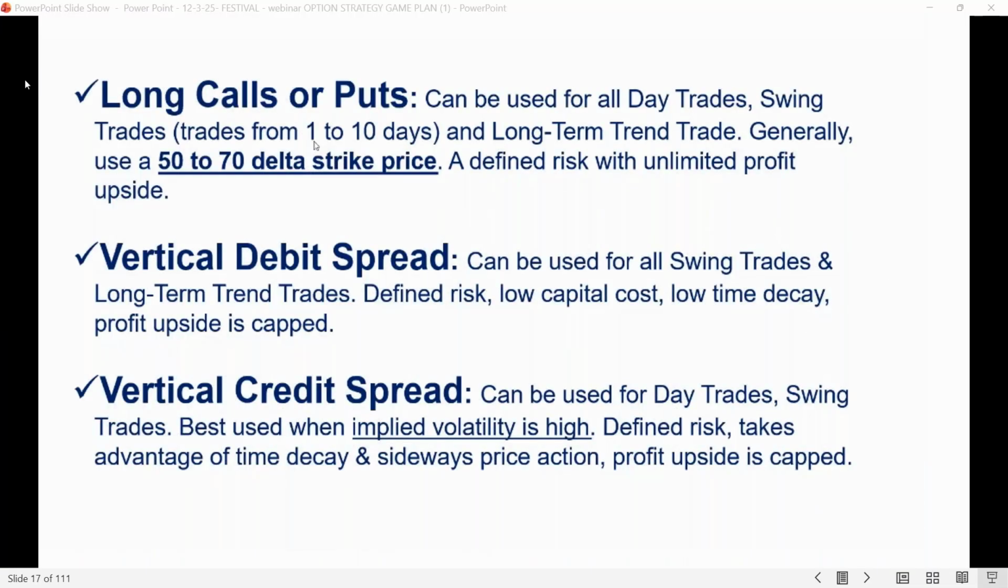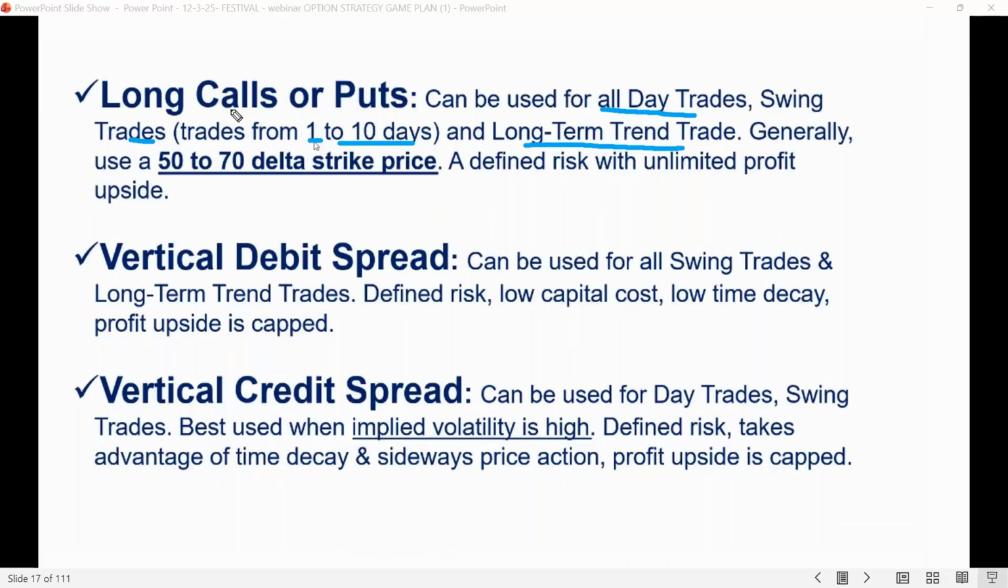Now these can be used for any of your day trades, or they can be used for swing trades. So these swing trades are what we define as a trade that can last anywhere from 1 to 10 days, something like that, for about 2 weeks. And they can also be long-term trend trades as well.